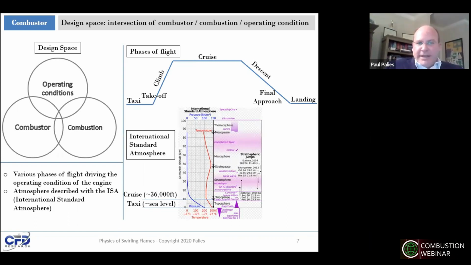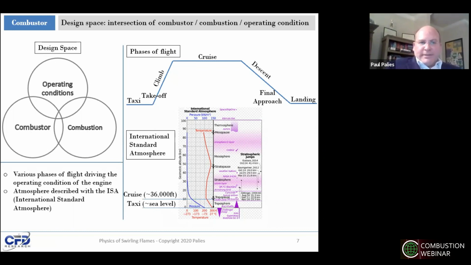Let's say we want to design a future fully premixed combustion system. We want to characterize well what is upstream of the flame, what is the composition and the pressure and temperature upstream of the flame. So to do that, we need to define the design space as the intersection of the operating condition, the combustor requirement, and the combustion physics. And it's in this center that the design space must be.